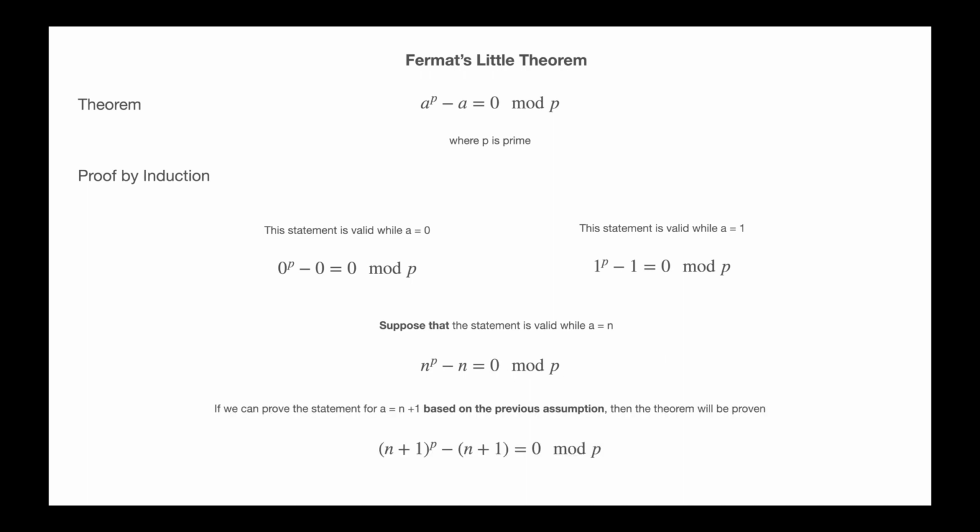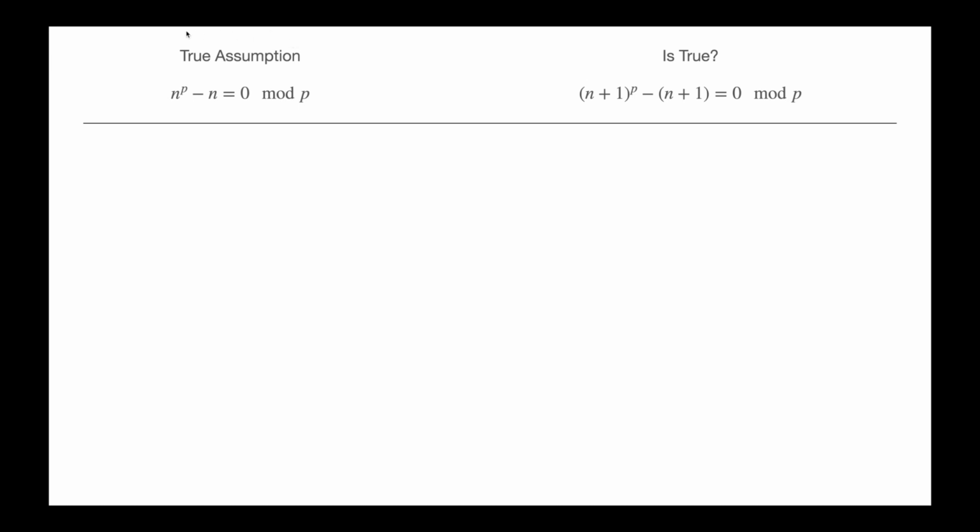Thereafter, we are going to try to prove Fermat's little theorem while a is equal to n plus 1. If we can prove that n plus 1 to the power of p minus n plus 1 is identical to 0 for mod p, based on the assumption that n to the power of p minus n is identical to 0 in mod p, thereafter we can prove Fermat's little theorem by induction. To sum up, all we have is this assumption while a is equal to n, to prove Fermat's little theorem while a is equal to n plus 1.